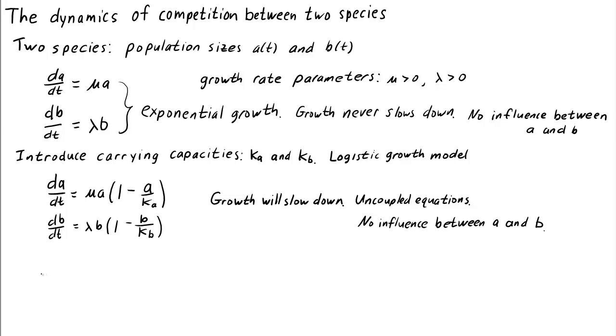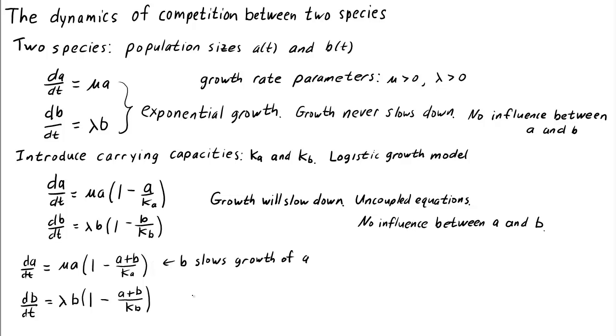Let's make one slight change. Let's make the carrying capacity terms depend on each other. For the equation for A, rather than the growth rate being slowed down by the factor 1 minus A over K sub A, it will now be slowed down by the factor 1 minus (A plus B) over K sub A. This means that as the population size B increases, it will slow down the growth rate of population A.